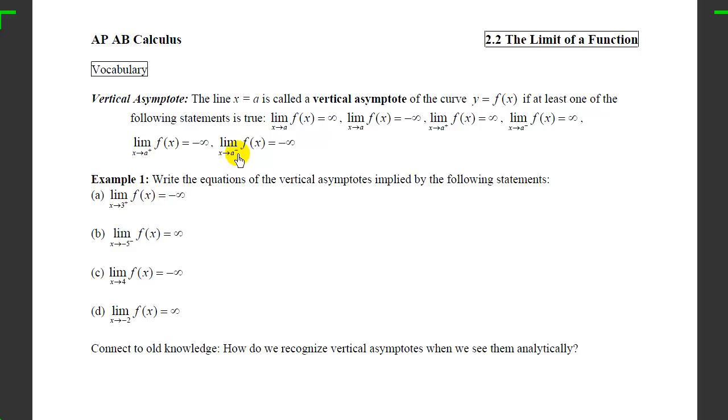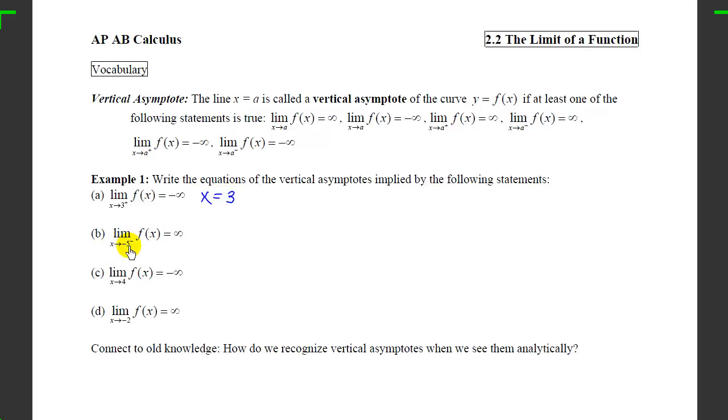So if we get any of the incarnations where y coordinates are becoming unbounded as we approach an x value of a, then x equals a will be considered a vertical asymptote. So this enables us to go back and forth between this notation and the equations of vertical asymptotes. For example, if we look at a, we can see that as we're approaching 3, something funky is happening to the y coordinates. So we can say that x equals 3 is a vertical asymptote.